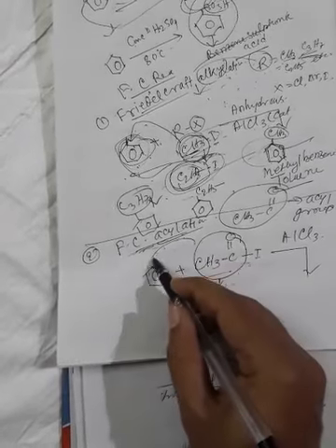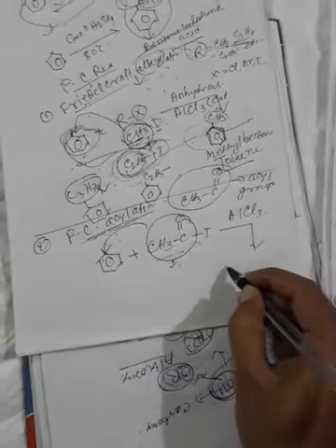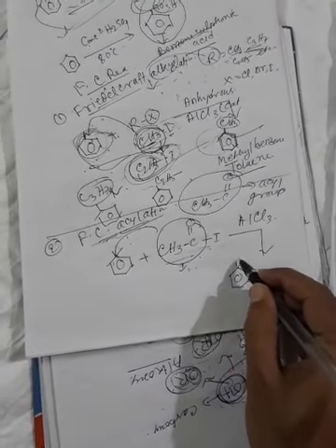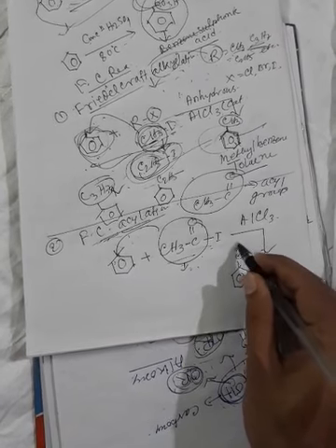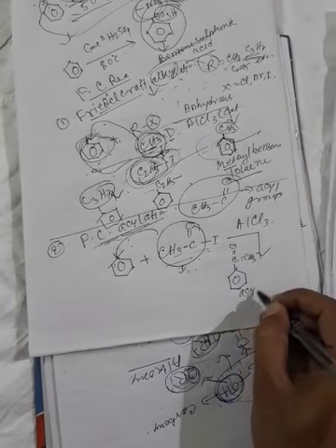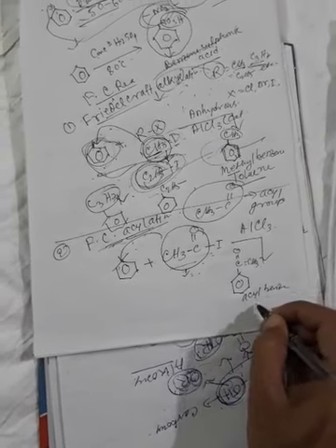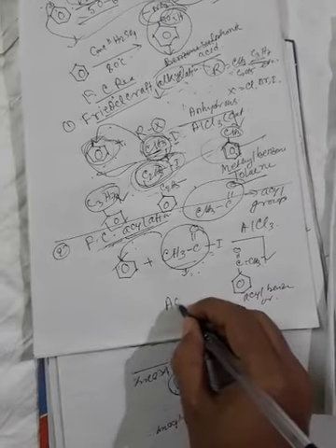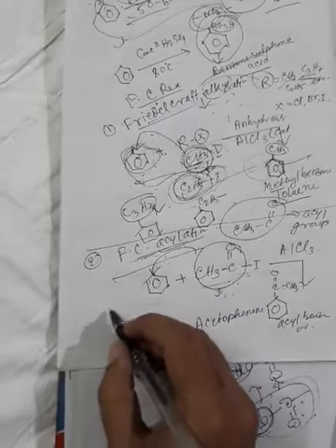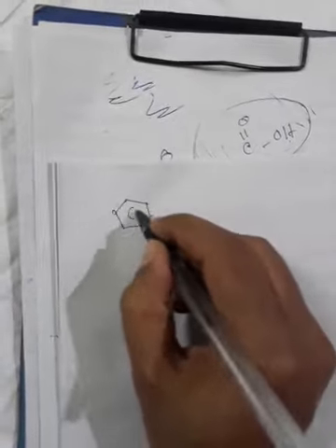Then the acyl group enters the benzene ring and we get acyl benzene, C double bond O CH3. This one is known as acyl benzene, or its general name is acetophenone. Suppose the reaction is like this; the question from this topic is this one.